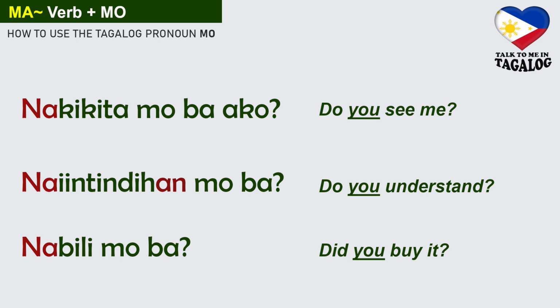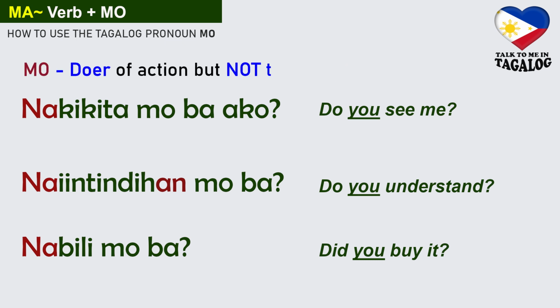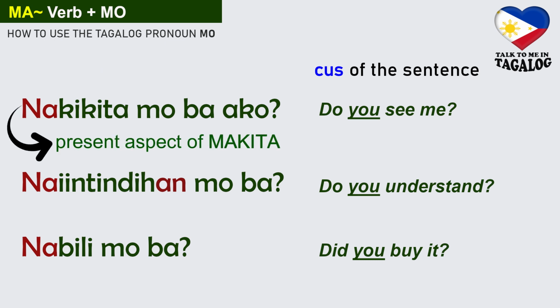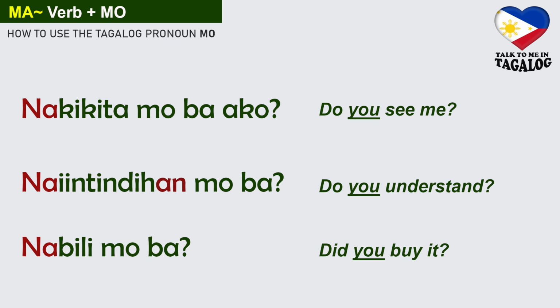Let's now use mo with ma verbs. Ma verbs are verbs with the prefix ma. We use them with mo as the doer of the action, but not the focus of the sentence. For example, nakikita mo ba ako? Nakikita is the present aspect of the word makita, meaning to see. Nakikita mo ba ako? Do you see me or can you see me? Although mo is the doer of the verb nakikita, the focus of this sentence is ako. I want to know if you can see me.